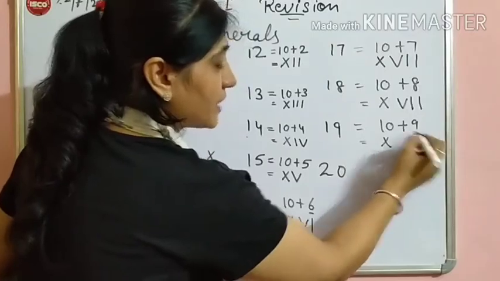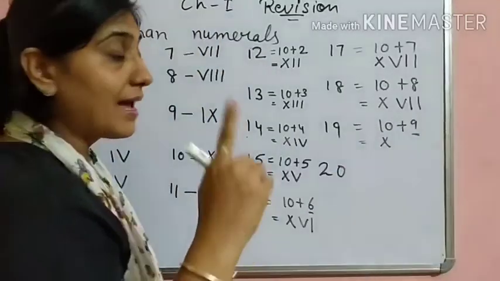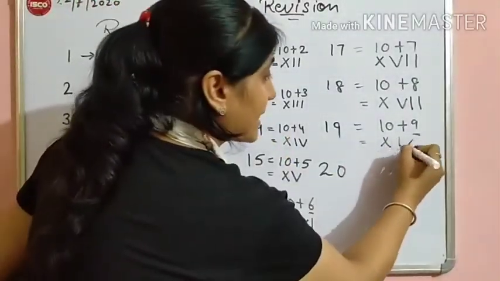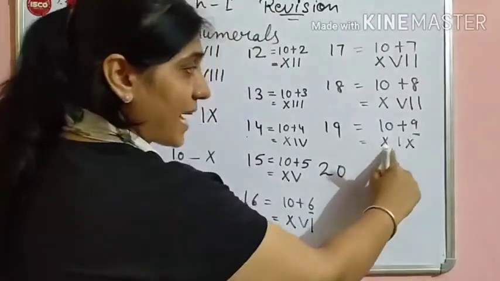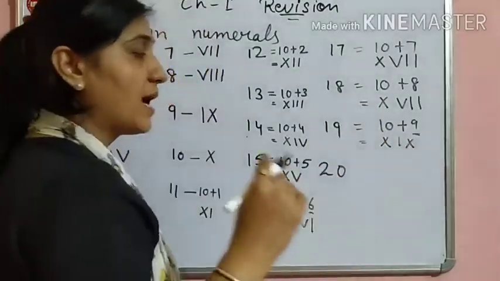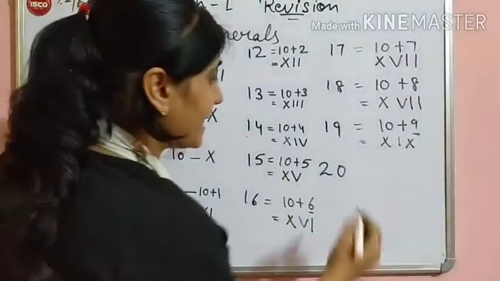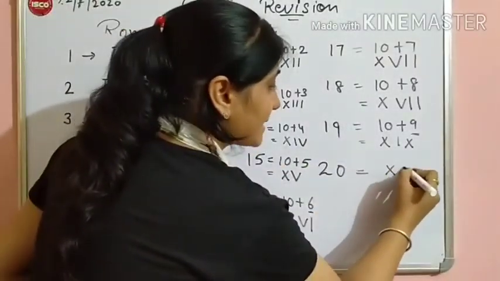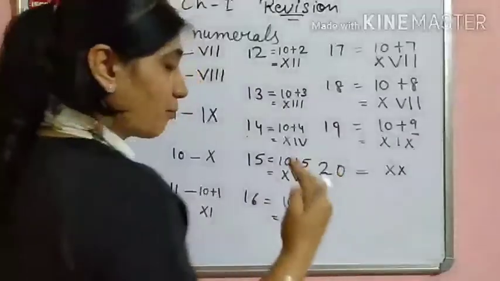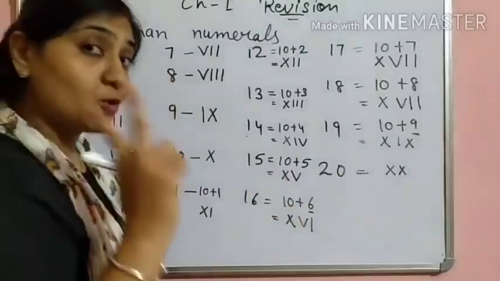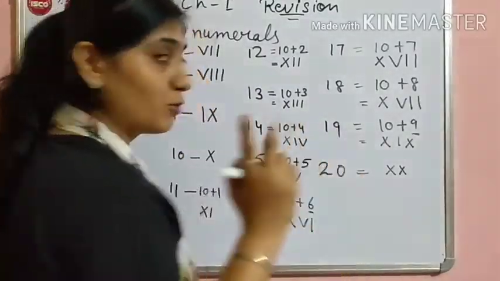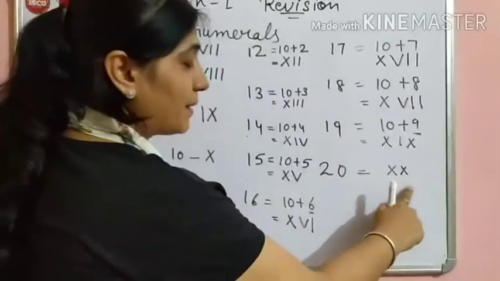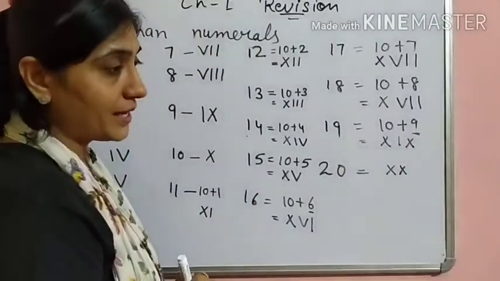X. And for the 9, how can we write the 9? Yes, IX. X means 10 and IX means 9. 10 plus 9, 19. And 20? Yes, X, X. I am going to repeat X two times, as you know the rule of repetition. So 10 plus 10, 20.